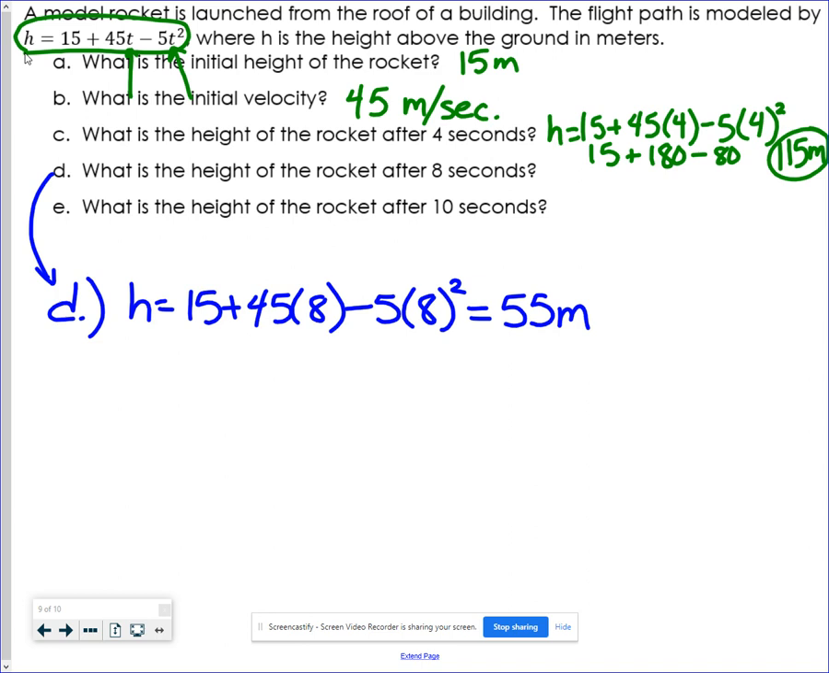Now remember, this is launched, right? So it was going up and now it's coming back down. At 4 seconds, it was at 115. At 8 seconds, it's at 55. It's already coming back down. And I'm guessing that you can probably make a prediction about what E is going to be.